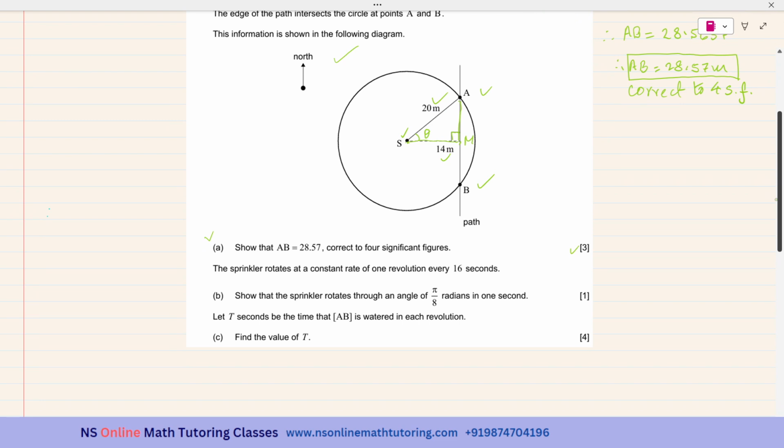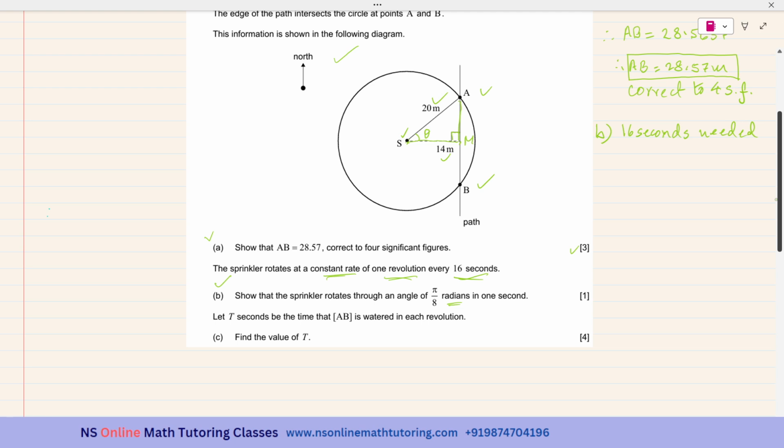The sprinkler rotates at a constant rate of 1 revolution, that means 360 degrees or 2 pi radians. The central angle will be 2 pi radians every 16 seconds. I am talking about the radians because this is in radians. Subpart B is saying show that the sprinkler rotates through an angle of pi over 8 radians in 1 second. Okay, it is just the unitary method that you have learnt in smaller classes. So it will be 16 seconds needed.